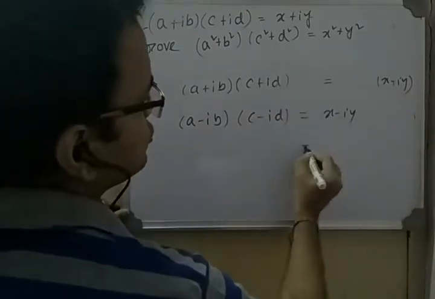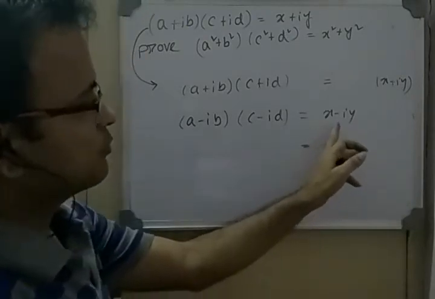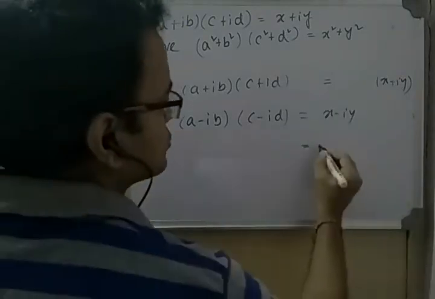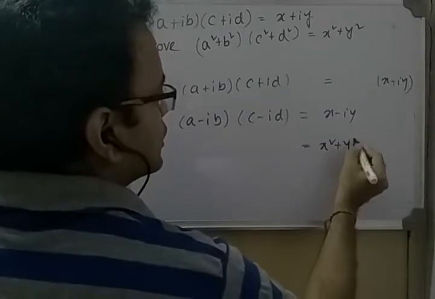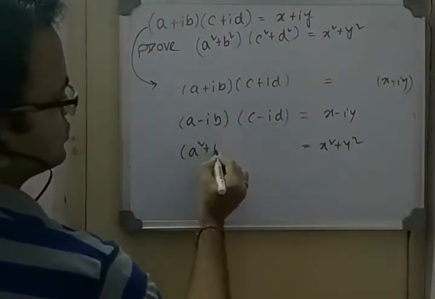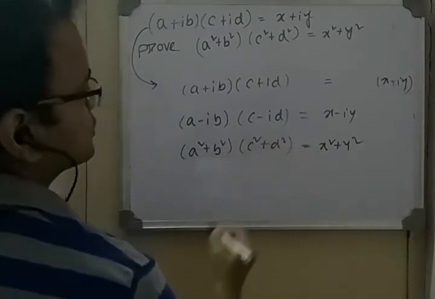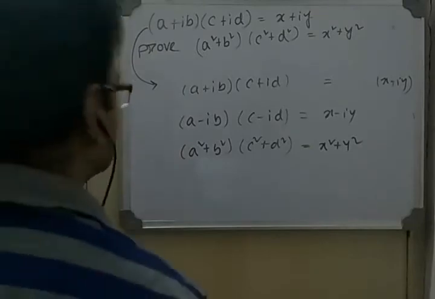Now multiply these two. So x plus iy and x minus iy, if I multiply, become x square minus i square y square, so x square plus y square. Similarly, a plus ib into a minus ib becomes a square plus b square, and c plus id and c minus id becomes this. So this is proved.